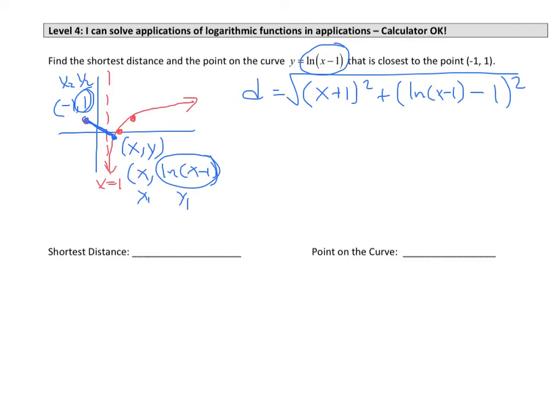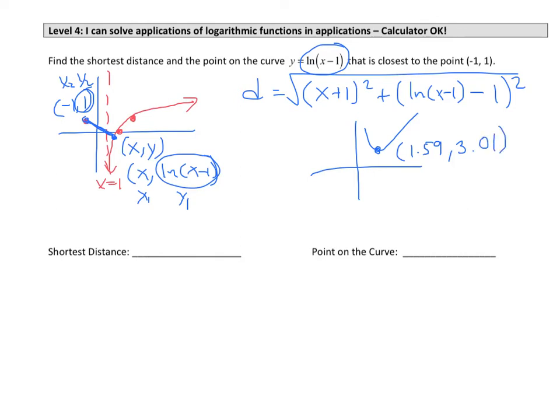And you get a graph that looks kind of like this. And we want to find the shortest distance, so we're finding the minimum point. And we get the point (1.59, 3.01).